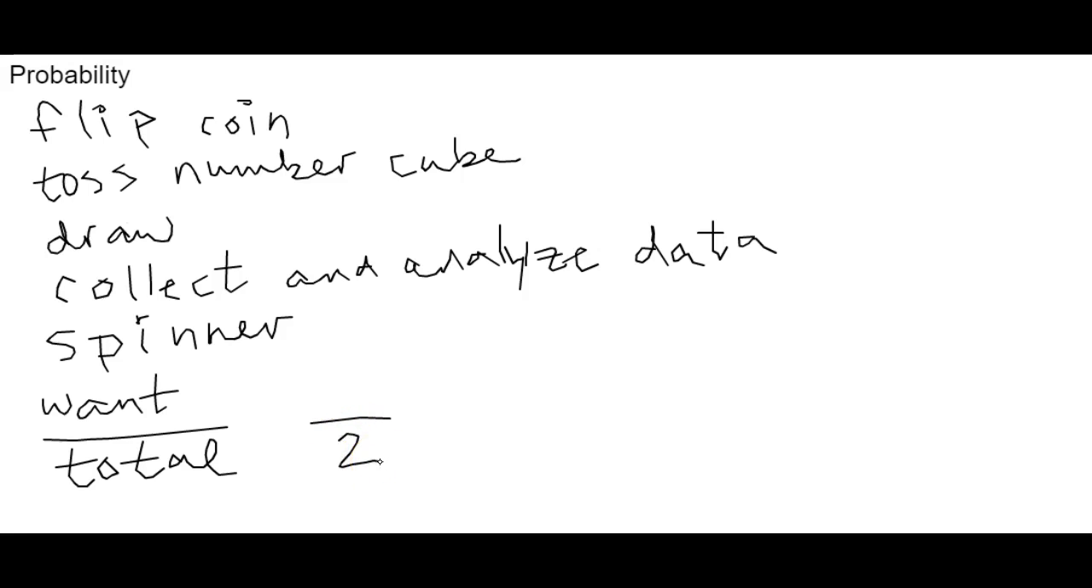You can get a heads or a tails. That's the total ways you can flip a coin. If you want to get heads, there's only one out of two ways to get heads.